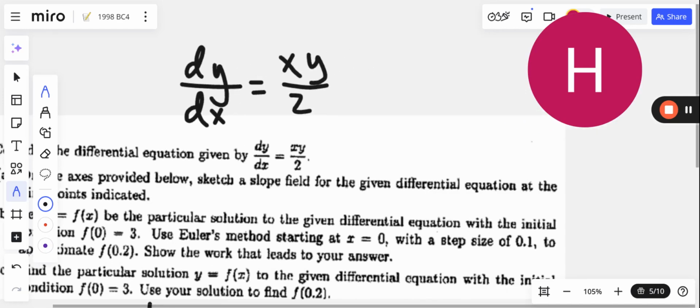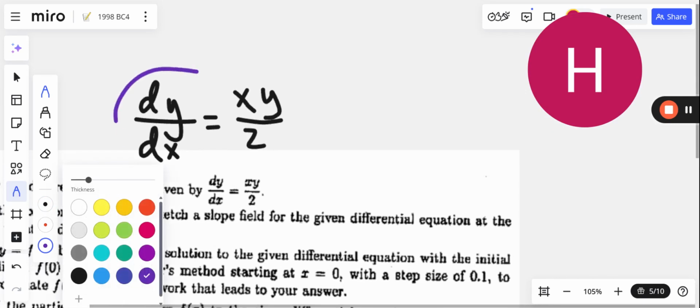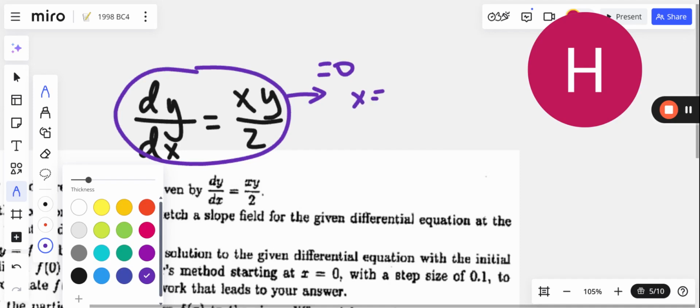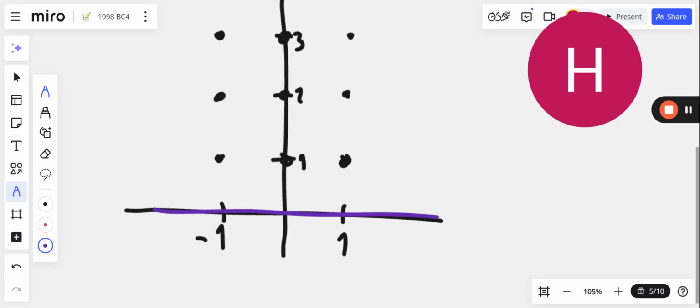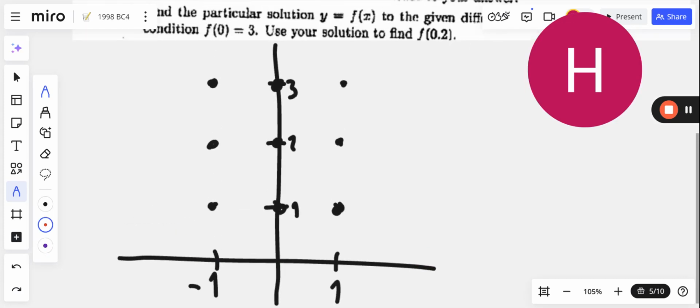xy over 2. And something important about this, we know that this is going to equal 0. It's never going to be undefined, but it's going to equal 0 if x equals 0 or if y equals 0. Now, x equals 0 is the only thing that we can see on this because y equals 0 is right here. We're not counting that. So already we have some flat slopes here, here, here.